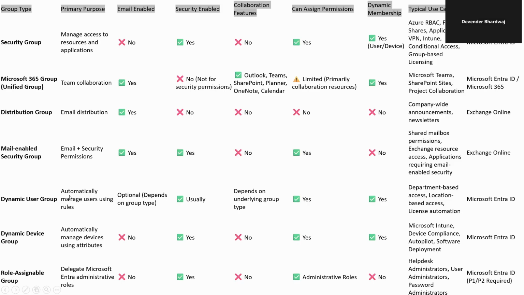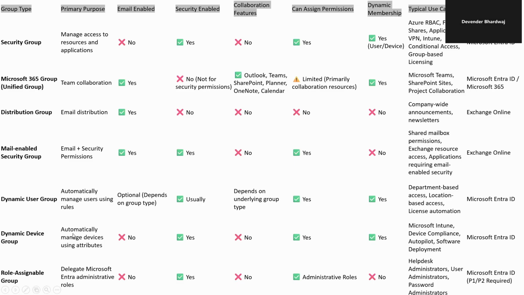Dynamic user groups automatically manage the users using rules, as we created in the demonstration with the name of Finance. These are mail enabled and security enabled, usually depending on the underlying group type. Collaboration depends on the group type, and it can assign permission, yes. Dynamic membership is yes, and typically used for department-based access, location-based access, and license automation. We can create this type of group from Microsoft Entra ID.